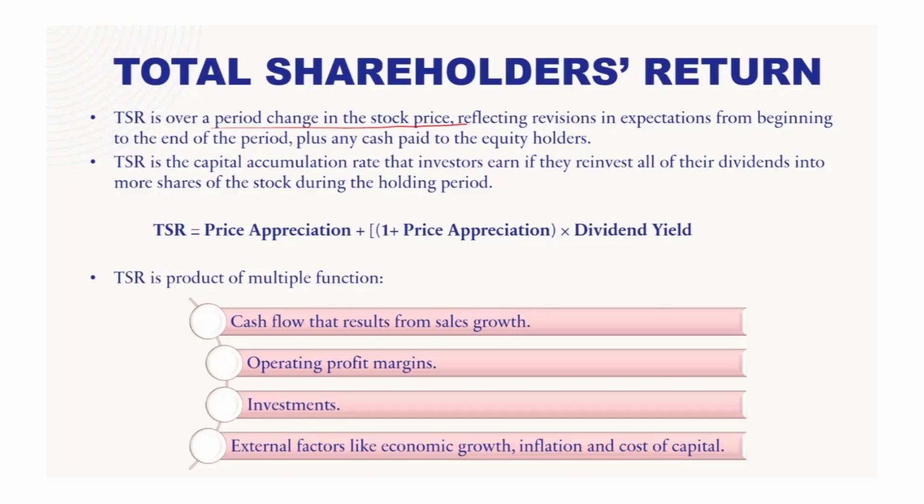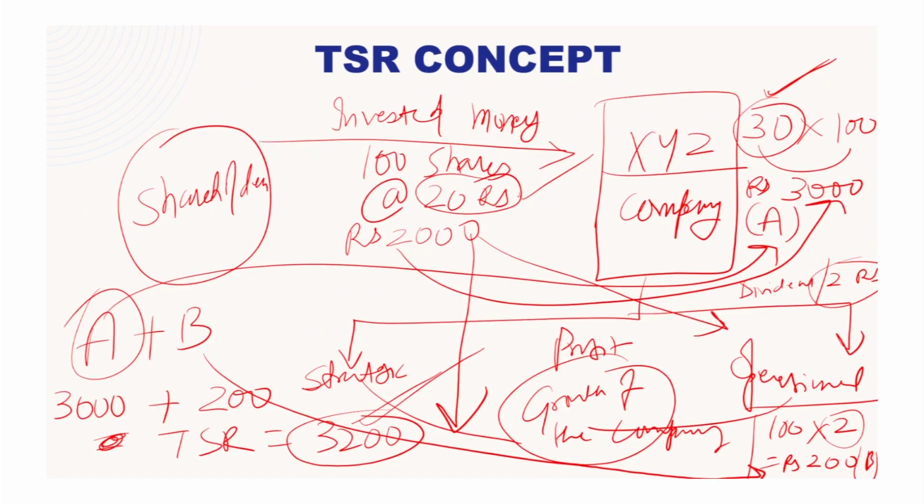With this concept, try to understand the theoretical part of the TSR. TSR is the change in the stock price over a period. We have understood how much the price of the share has changed from 20 to 30. In this example, you see the price was 20 at the very first stage, and now it is 30.